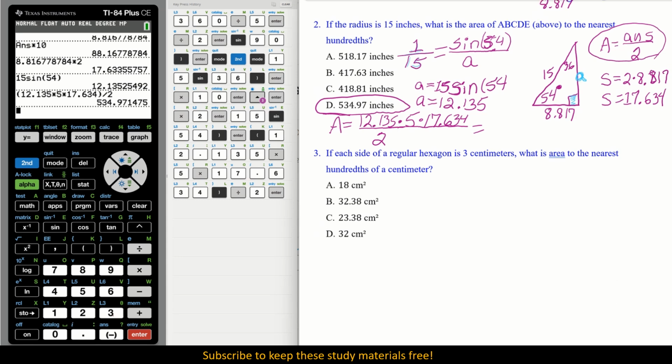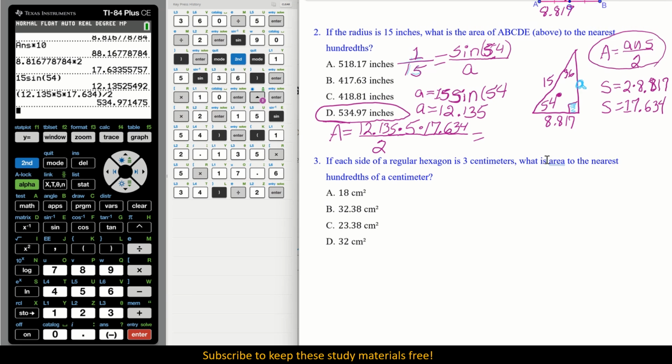If each side of a regular polygon is 3 inches, what is the area? I think we're missing a word there. What is the area to the nearest hundredth in centimeters? Okay, they mean the area of that hexagon. Now here's the thing. I showed you shapes before. How many sides does a hexagon have? Okay, a hexagon has 6 sides.